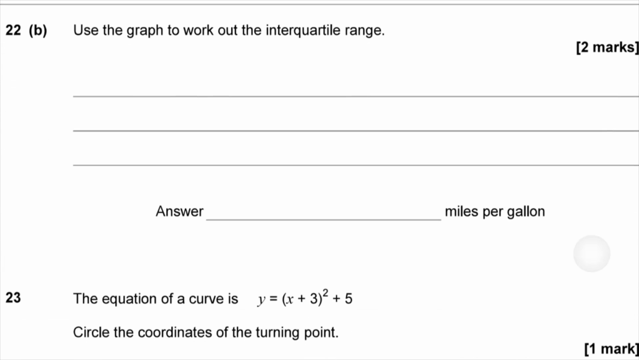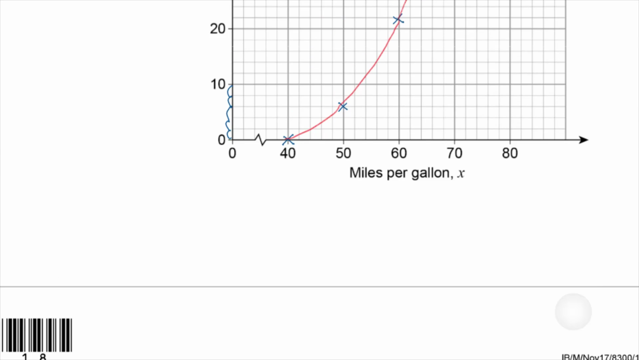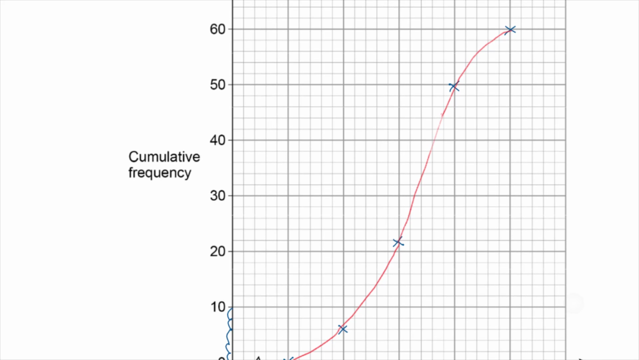Right, use your graph to work out the interquartile range. Now the interquartile range is the range of the middle half of your data. So if I've got a cumulative frequency of 60, if I've got 60 values, then 1/4 of the way through that, 60 divided by 4, is going to be 15. So my lower quartile is going to be at 15.